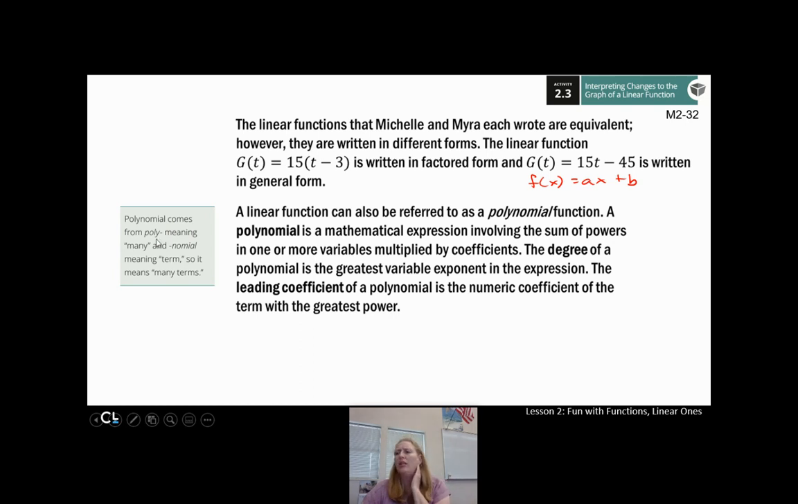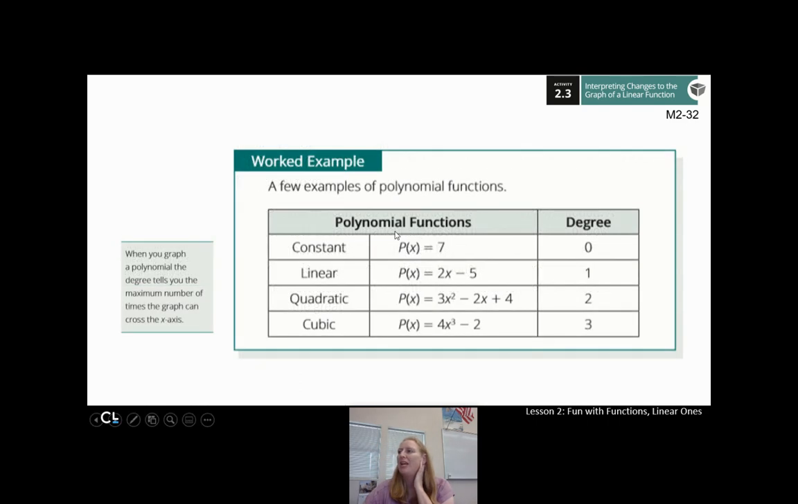So this is called a polynomial. And it just comes from the word poly, meaning many, and nomial, meaning terms. So it literally means many terms, because we just have a whole bunch of terms we're adding together. So just to give you an idea of what I'm talking about, instead of just a bunch of words, if you have a constant function, notice there's no variable here. We say it has a degree of 0.